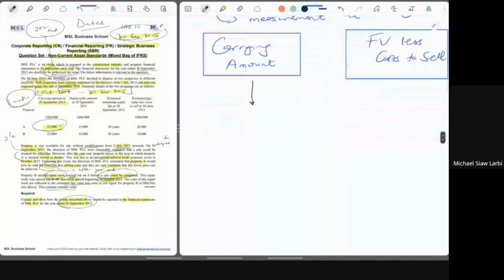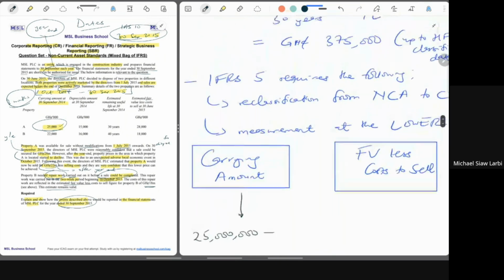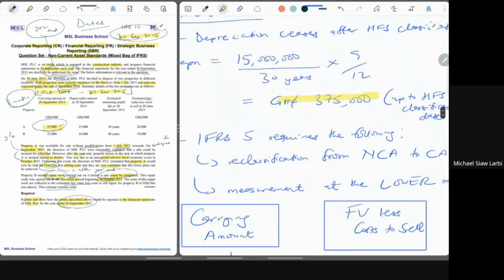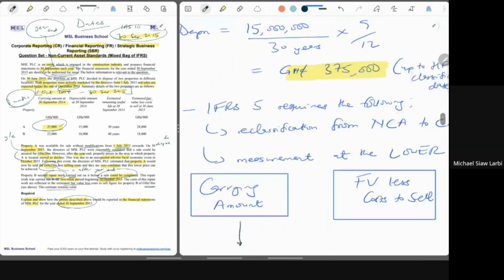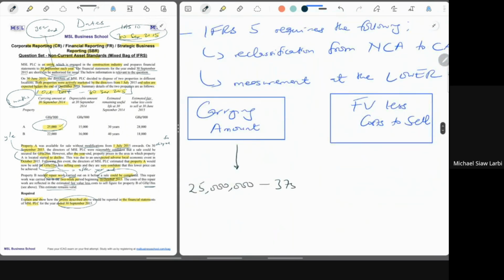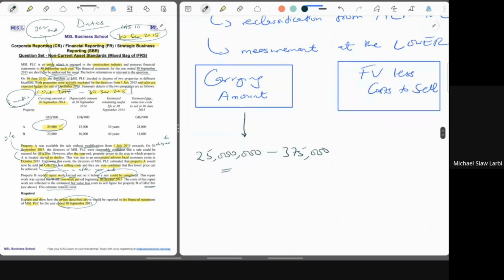So it's going to be 25 million, right? Let's do it this way. So 25 million minus our depreciation we got right here, of 375. So this minus 375 will be our carrying amount at the classification date. So this 25 million minus this gives me a figure of 24,625. So this is the carrying amount.